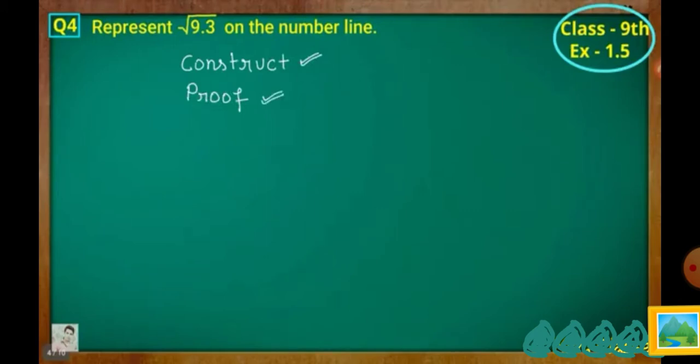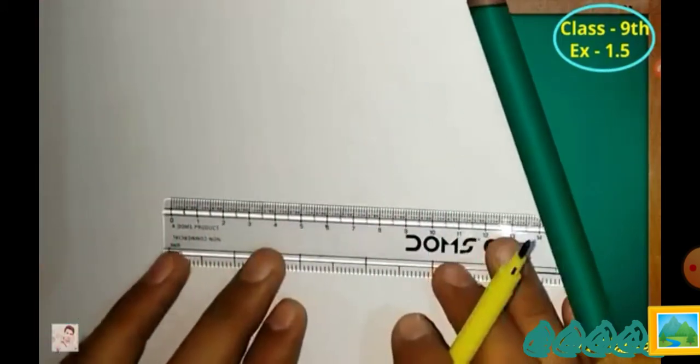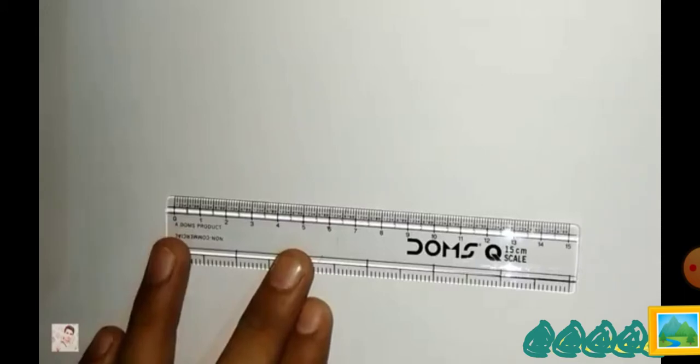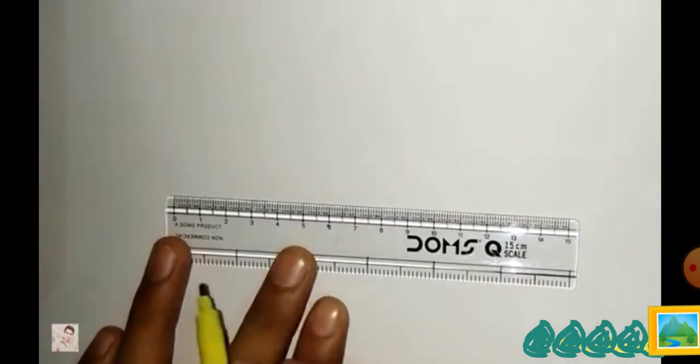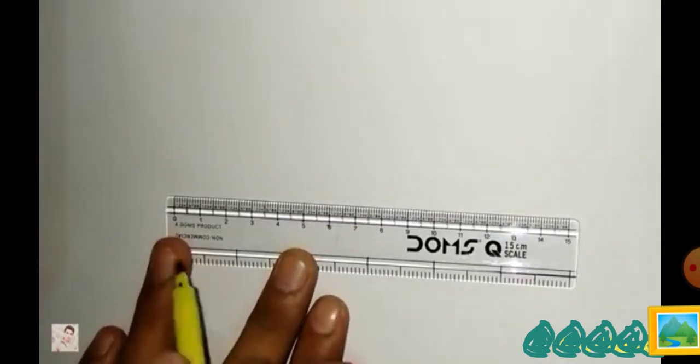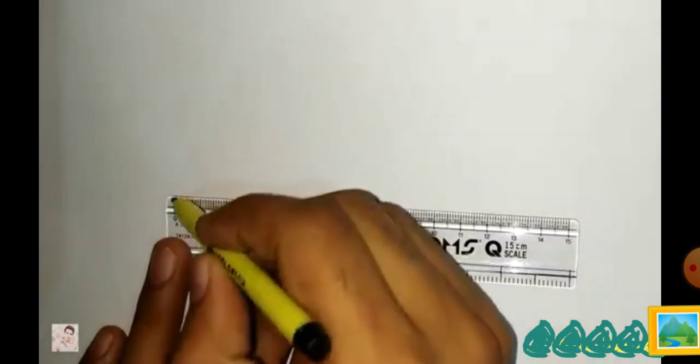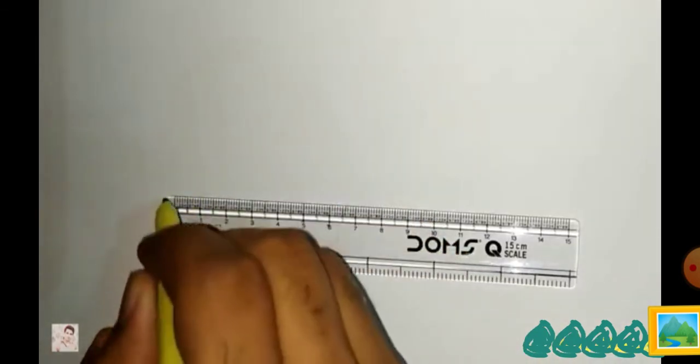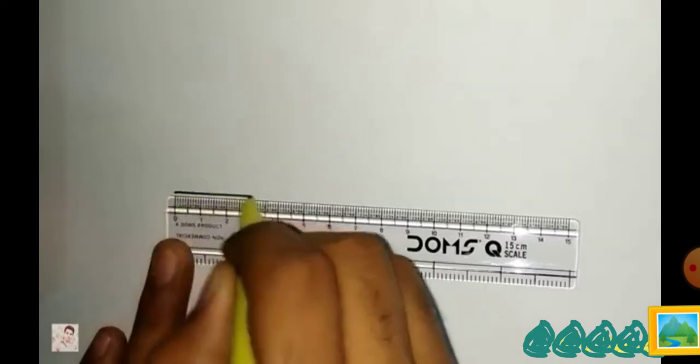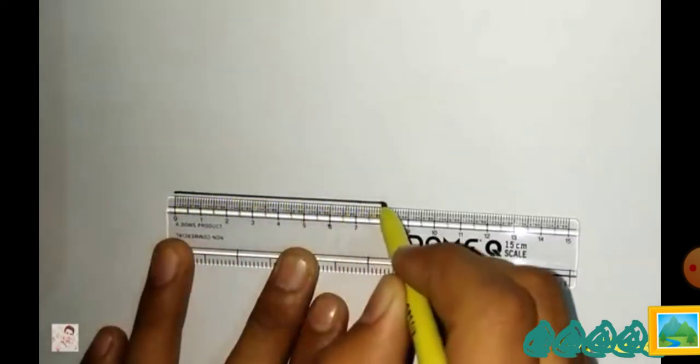In the construction part we should use scale, compass, pencil to construct the square root of 9.3 on the number line. In the second part, after construction, we must prove that the square root of 9.3 on the number line is correct or not. Now, draw a number line of 9.3 using scale.